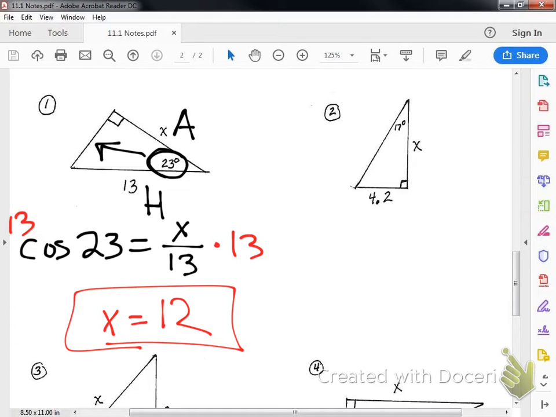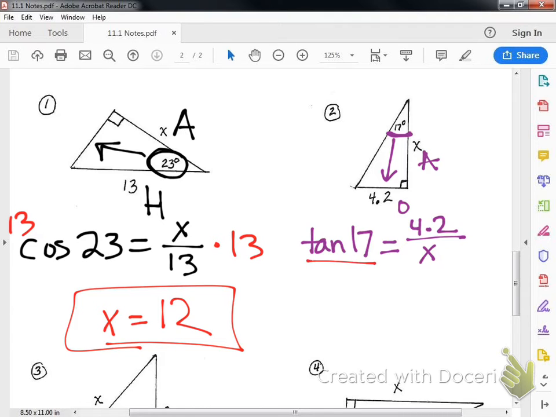So you did 12. All right, so number 2, I'm looking at this angle right here. So the 4.2 is the what? Opposite. I'm looking for the adjacent. So which one is that? Tangent. So tangent 17 equals opposite over adjacent.